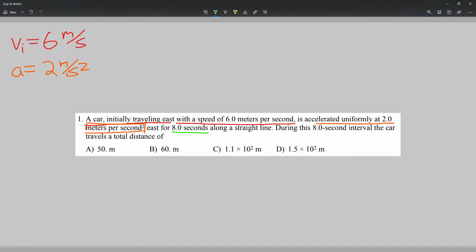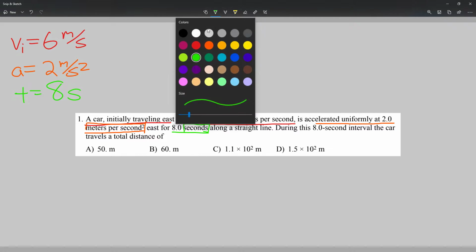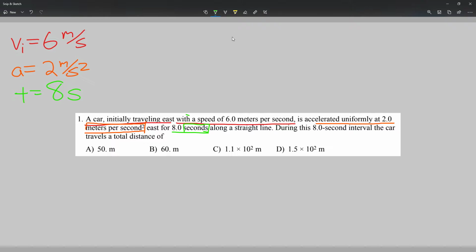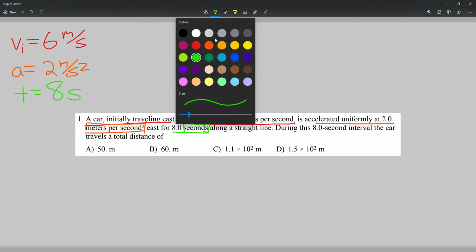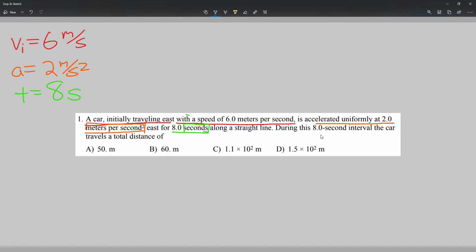East for 8 seconds. So time is 8 seconds, right? We measure time in seconds. This should not be a foreign concept to you guys. And the question wants us to find out, during this 8-second interval, the car travels a total distance of what? What was the distance we traveled?